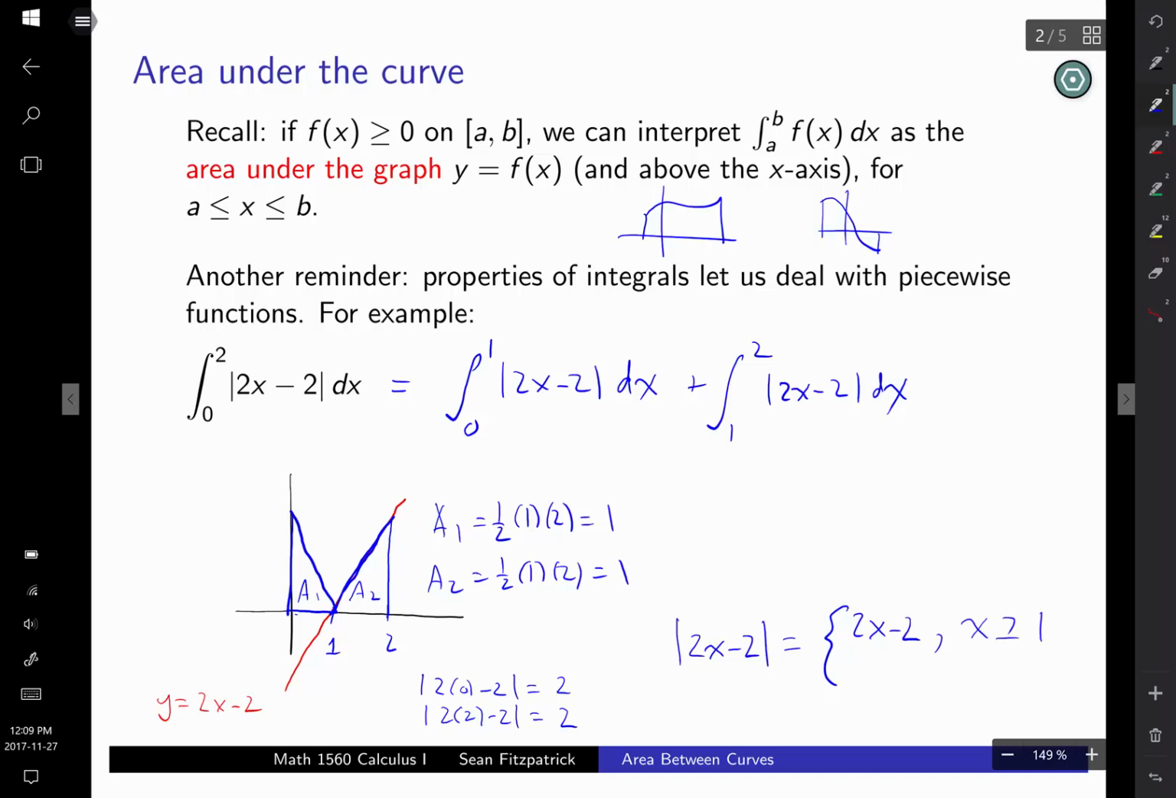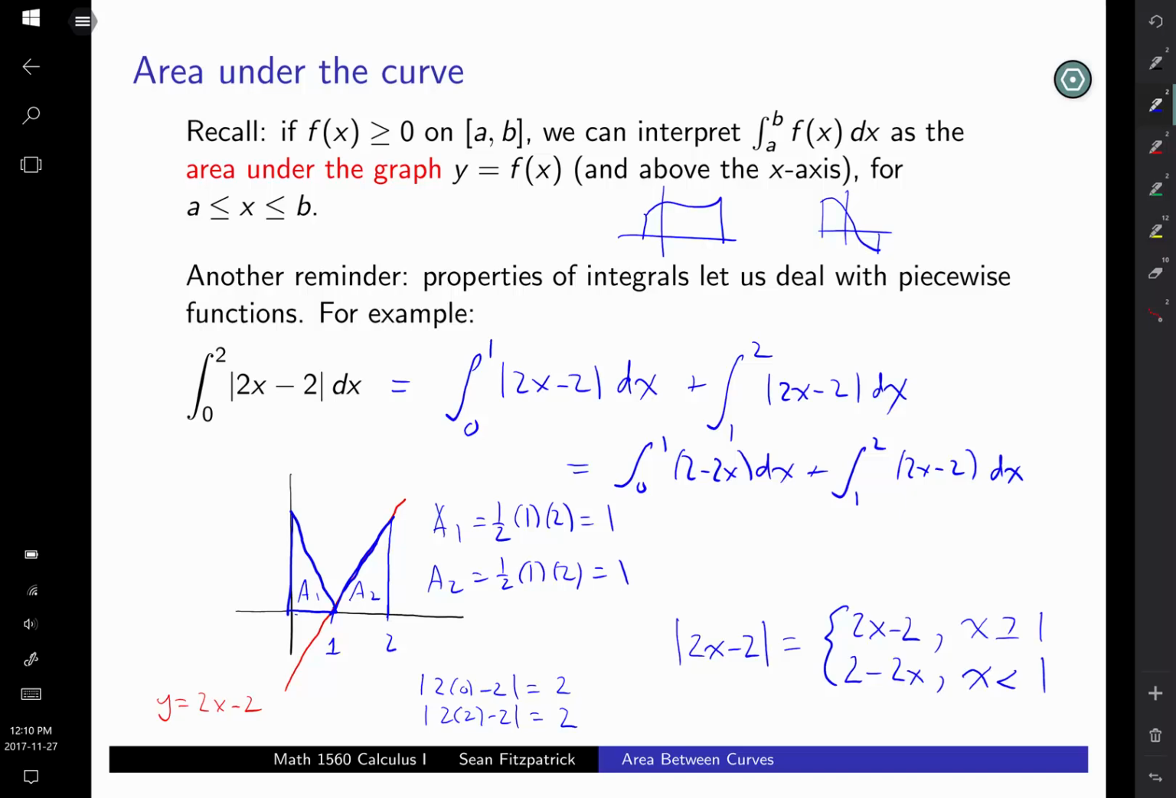And 2x minus 2 is bigger than or equal to 0 whenever x is bigger than or equal to 1. It's going to be the negative of 2x minus 2, which is 2 minus 2x, whenever x is less than 1. So what we get is the integral from 0 to 1 of 2 minus 2x plus the integral from 1 to 2 of 2x minus 2. We split it up like that because we know the sign of 2x minus 2 on each of these subintervals, so we can dispense with the absolute value.